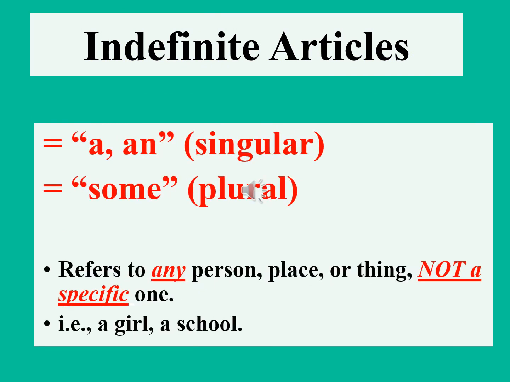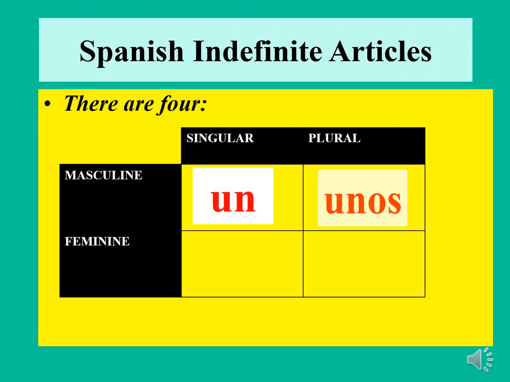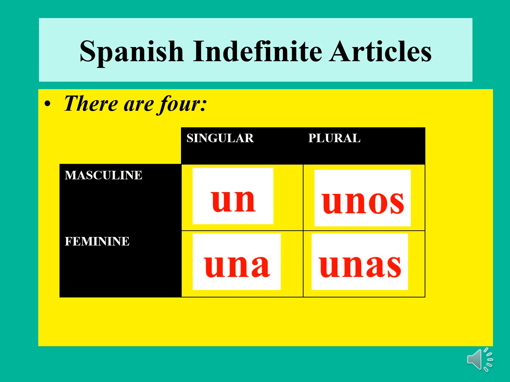Here we have indefinite articles, which, as in English, refer to any person as opposed to a specific one. Any person, place, or thing as opposed to a specific one. So we'll be showing you how to do these as well. Here are 4 indefinite articles: un, masculine, singular; unos, masculine, plural; una, feminine, singular; and unas, feminine, plural.